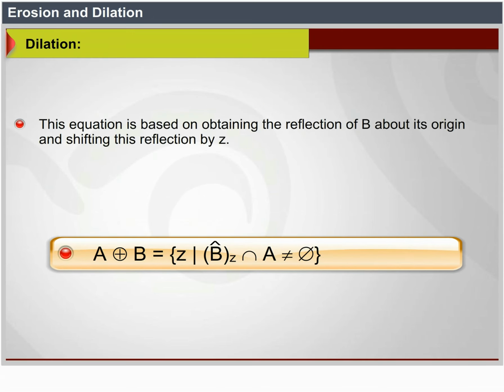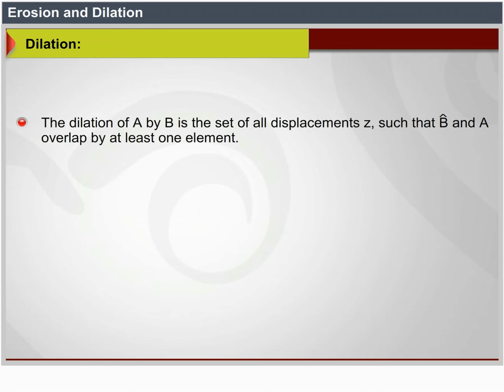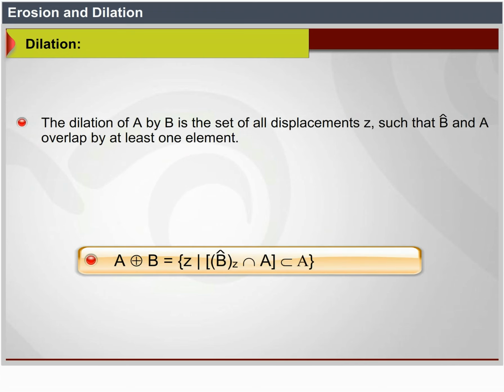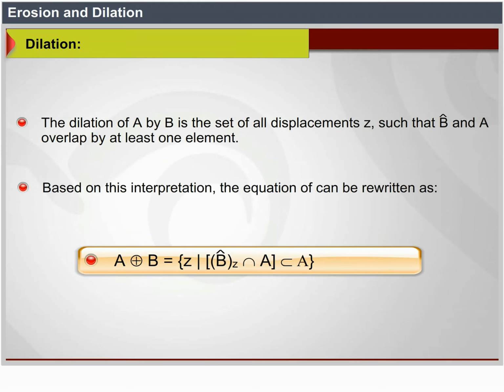This equation is based on obtaining the reflection of B about its origin and shifting this reflection by Z. The dilation of A by B is the set of all displacements Z such that B reflected and A overlap by at least one element. Based on this interpretation, the equation can be rewritten as shown on the screen.